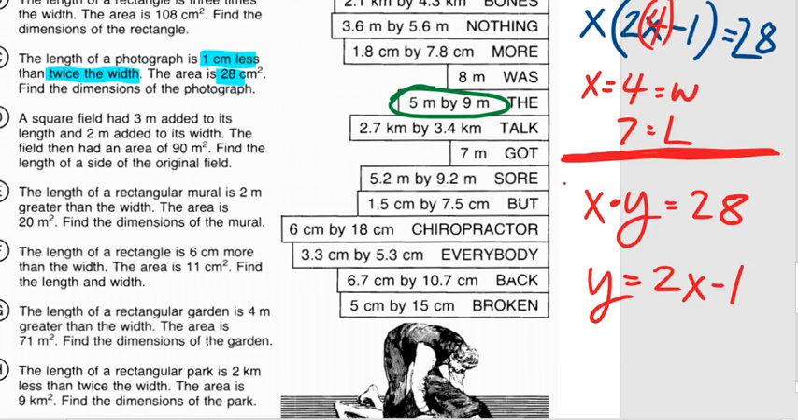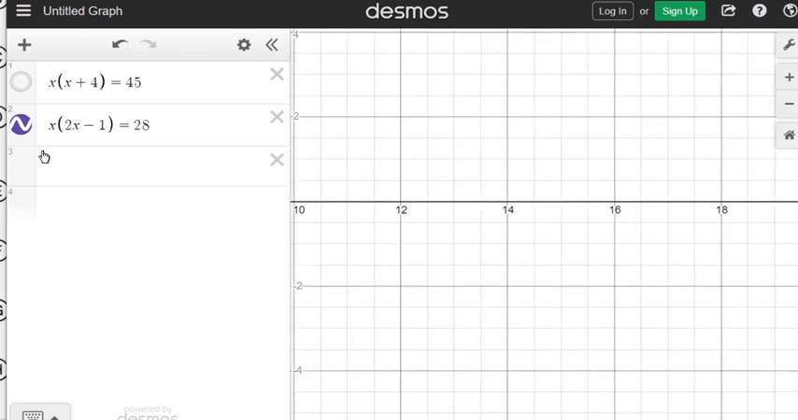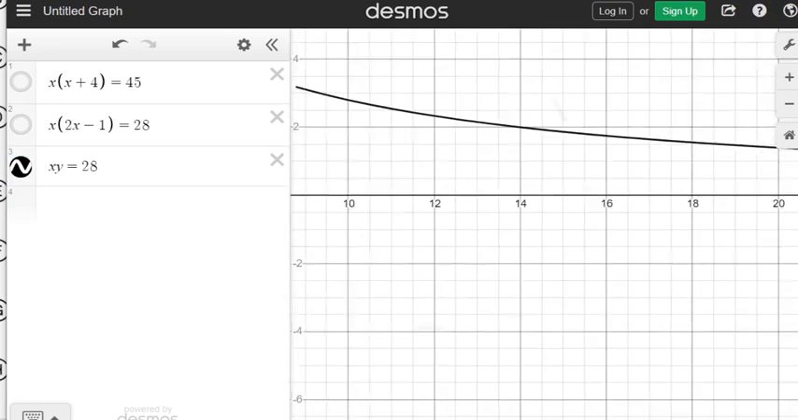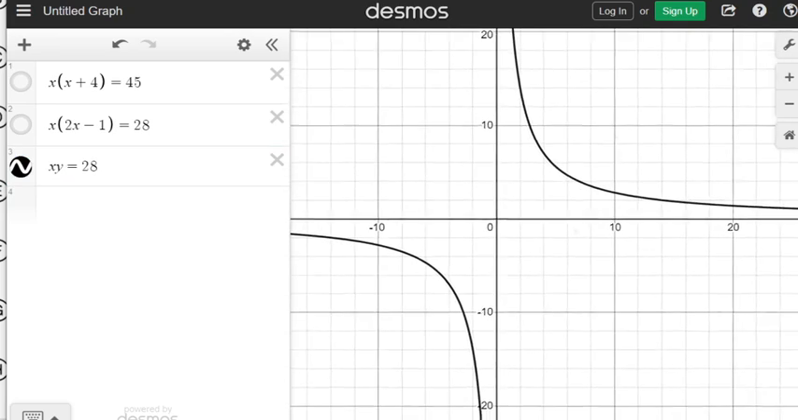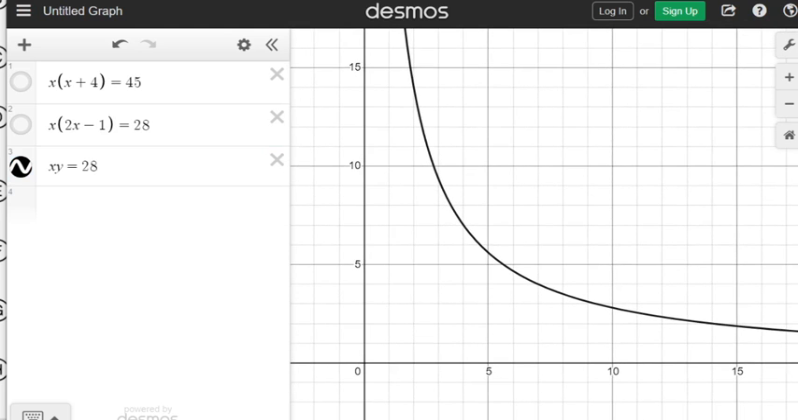So we take both of these equations and plug these in to Desmos. xy equals 28 is the first one. Say x times y, so I can just put them right next to each other, equals 28. And that's going to give us actually 2 lines. So every point on that line are the x and y values that multiply together to give us 28.